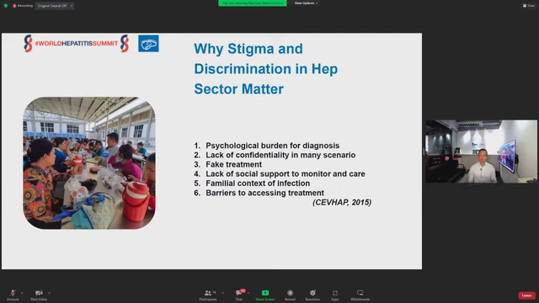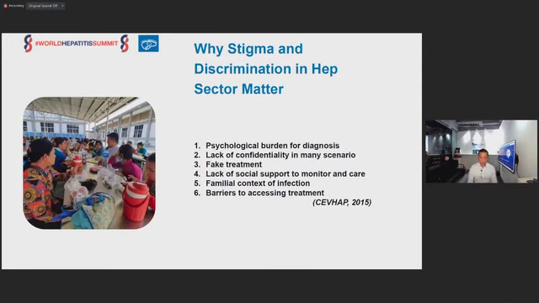So they made something back about 7.5 years ago already, to talk about how and why stigma and discrimination in the health sector really matters. So we can see 6 different things that we need to take a really close look at, how stigma and discrimination are one of the biggest areas on our pathway to no HAP.